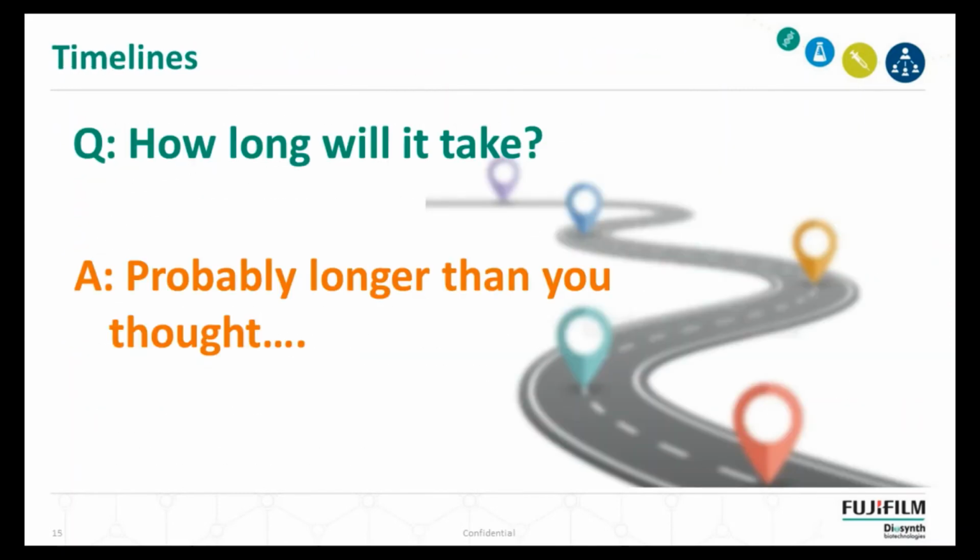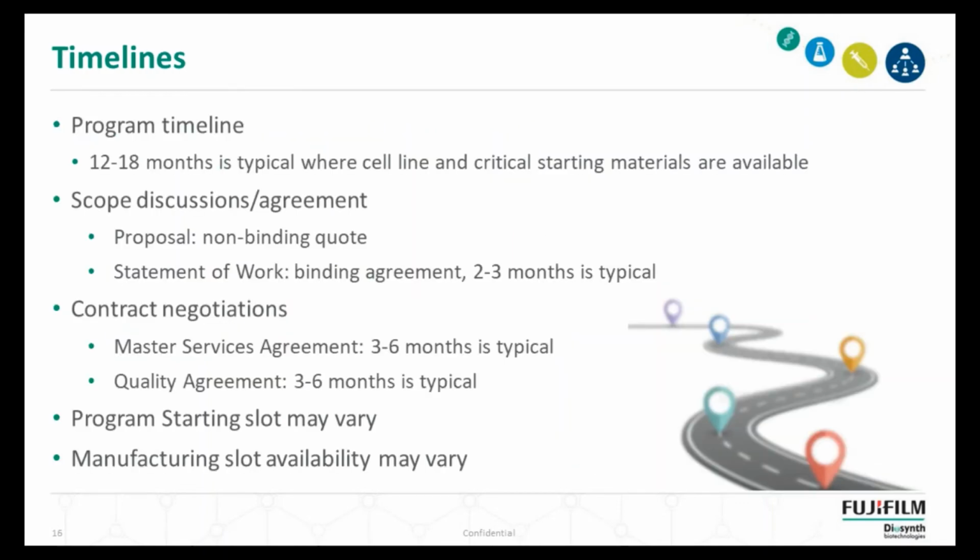So I'm just going to skip forward now to briefly cover the timelines on a program. One of the key questions might be, how long will that work take? And the answer is, it's probably going to be longer than you thought. If we look at the timelines for a typical program of early phase process development, that typical timeline is going to be of the order of 12 to 18 months. And that depends sometimes on whether the cell line or the strain and critical materials are available, or whether they need to be developed as an ancillary program.